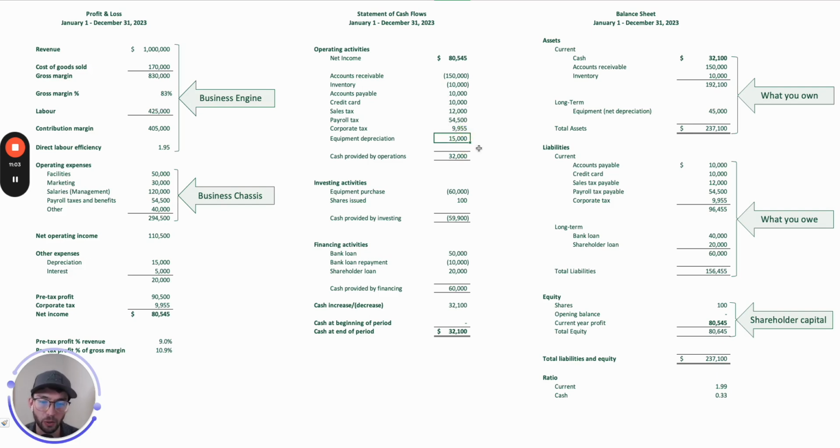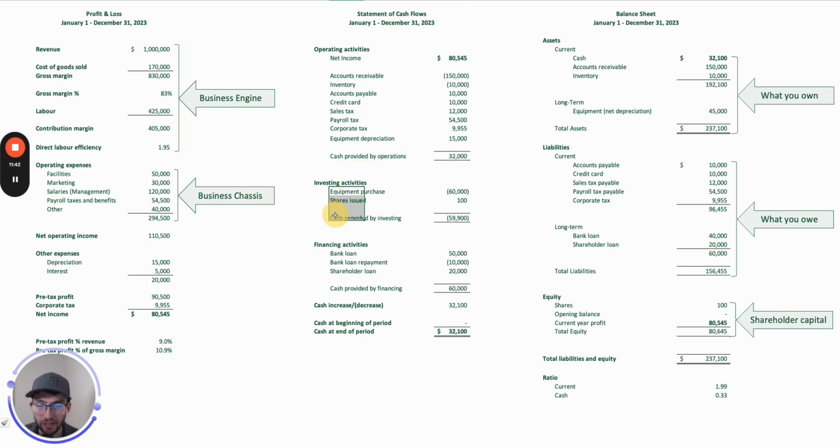And then equipment depreciation. Remember, we brought this over from our profit and loss. Depreciation is not an actual cash amount going out. We were just saying, hey, out of the original equipment purchase, a portion of it has been used and it's going to be worth a little bit less than what we purchased. So we account for that in the profit and loss to help us get an accurate net income number. However, it doesn't actually affect cash. So that gets us to 32,000 in cash provided by operations.